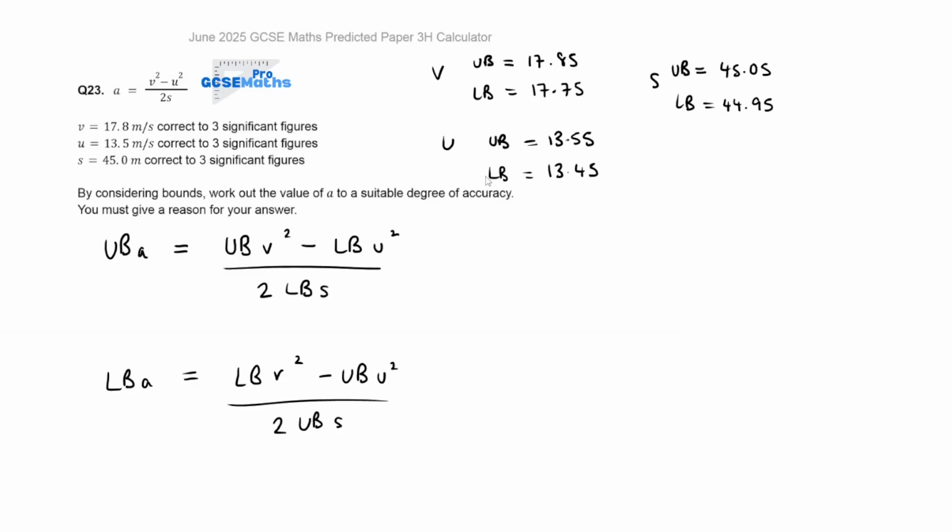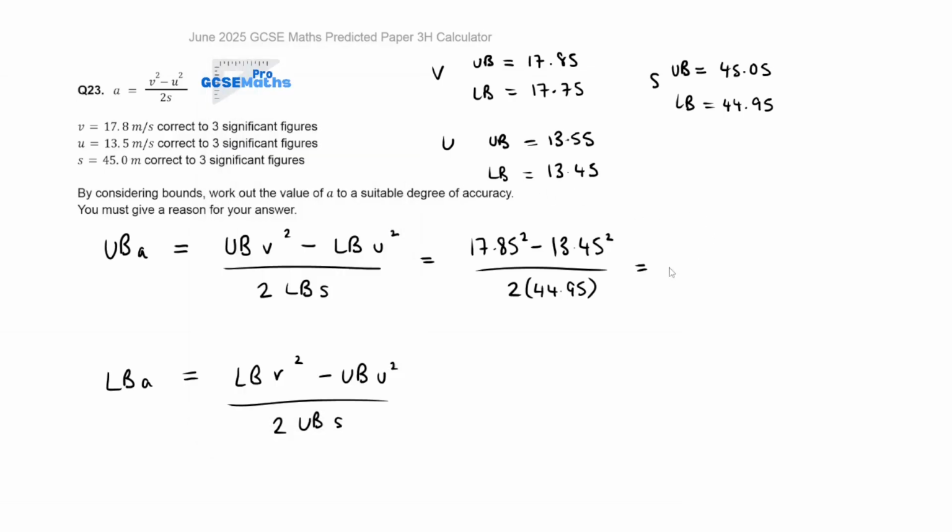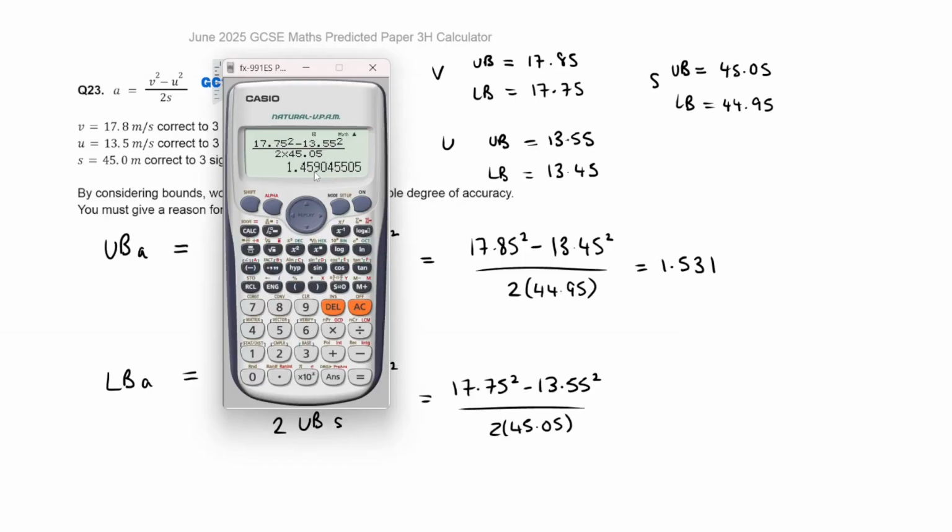Now to just sub it all in. So for the upper bound of a, that would give me 1.5319. Write down a few decimals. And do the same for the lower bound. As you can see, that gives me 1.459.